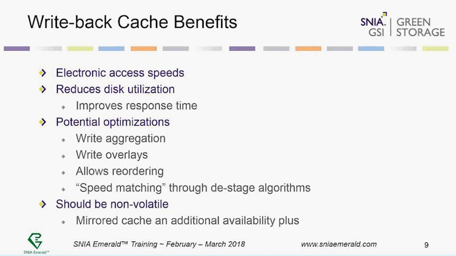Here are some of the benefits we talked about briefly. Electronic access speeds: there's no spinning media involved in these caches. It's all RAM and/or real high-speed I/O devices at the front end of the array. It reduces disk utilization. That sounds like a negative, but actually, we'll talk about performance optimizations. One of the ways that we optimize the performance is to minimize the utilization. Sounds a bit counterintuitive, but if you are reducing the load on the slow part of the I/O stack, you will actually improve the performance.